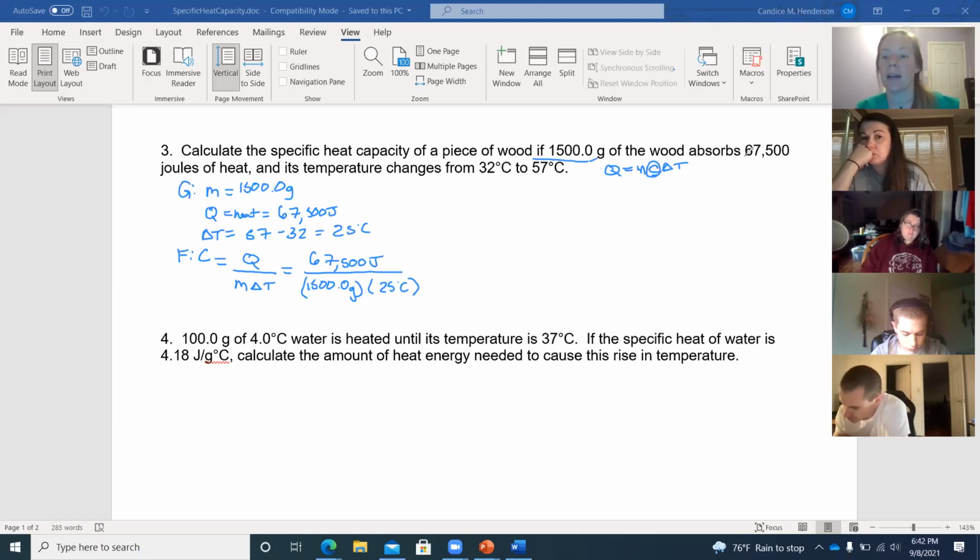As you get better at these problems, you can probably just look at it and say, oh, I know that's the mass. I know that's the joules. I know that's the change in temperature. I'm just going to plug it in my calculator. But for these first ones that you're working through, really be meticulous about it, so that you can see how the problem works.